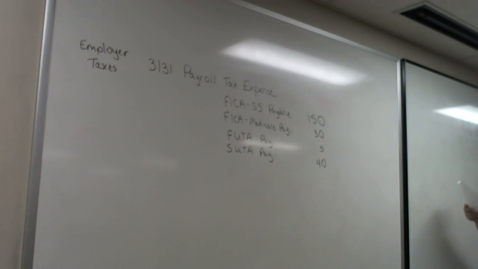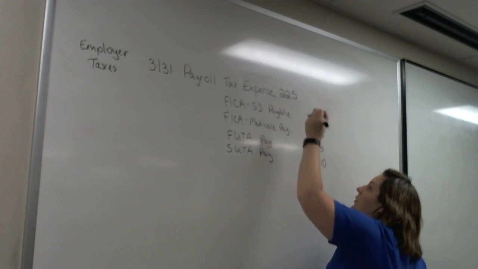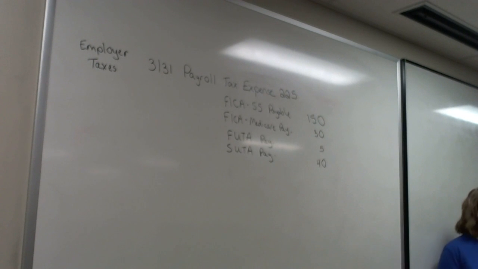So you'll calculate 6.2% of gross pay to get your FICA Social Security, and they'll give you those percentages. And then same for the others, they'll give you all the percentages. And so those get all credited to your payables, and you just add them up. What is that, like 190, 225? Yeah. And we're going to debit payroll tax expense for the total, okay?